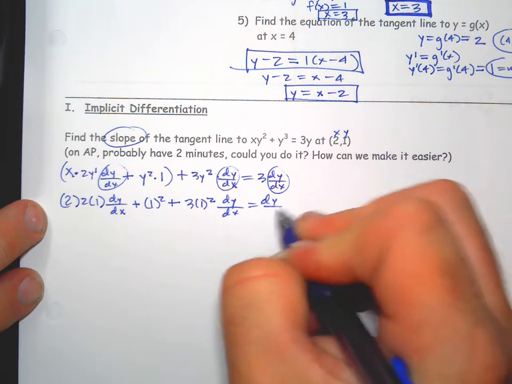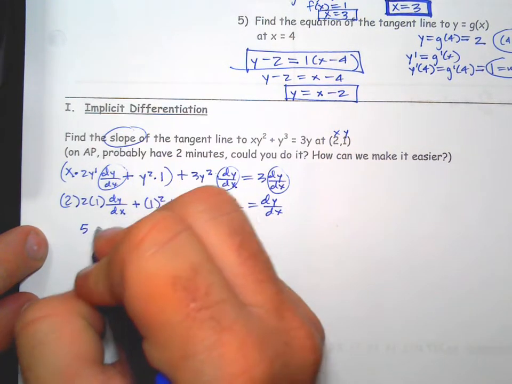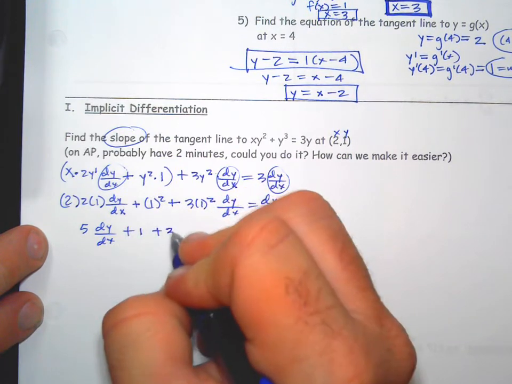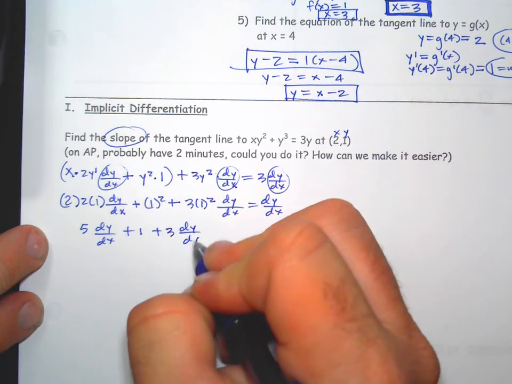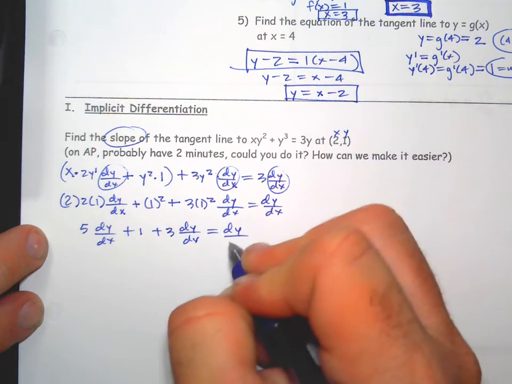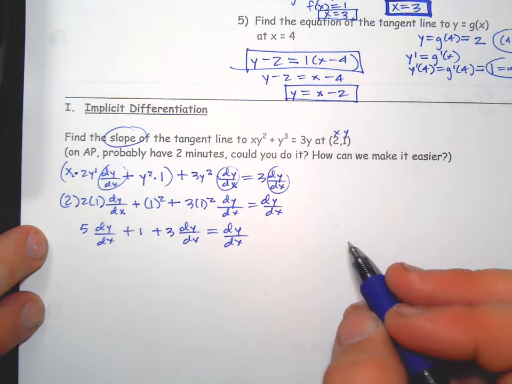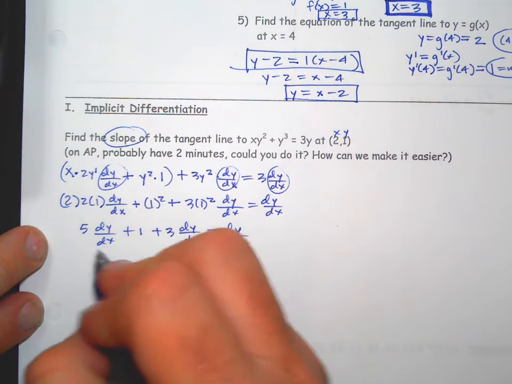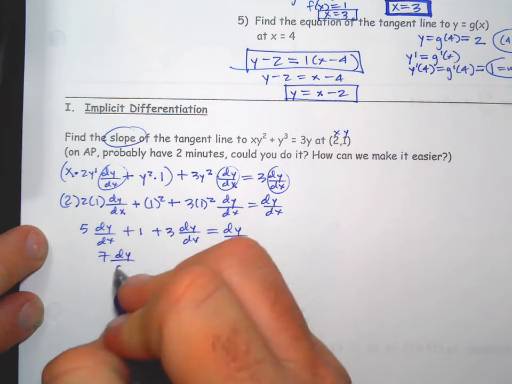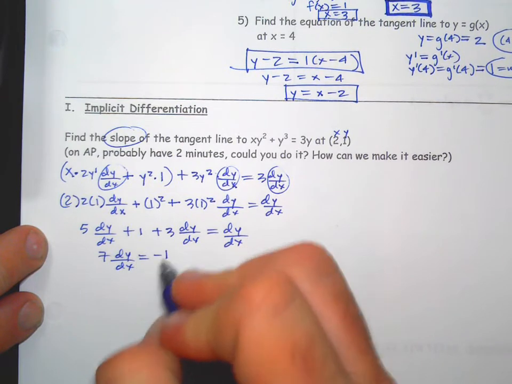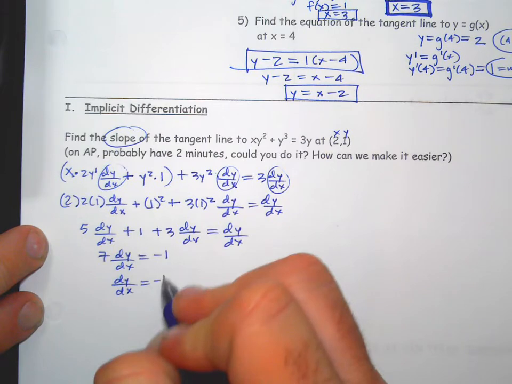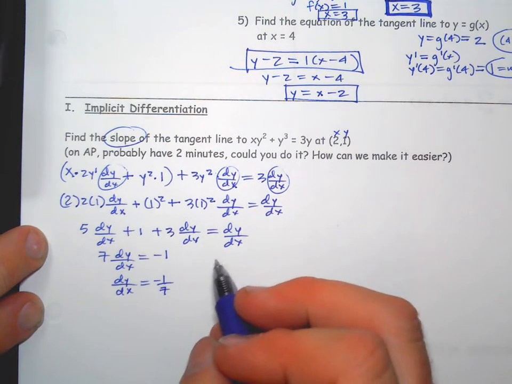And this is going to make it a little easier. So it's going to be 5 dy/dx plus 1 plus 3 dy/dx equals dy/dx. And then we get all the dy/dx's together. So there's 8 minus 1 is 7 dy/dx's, and we move the 1 to the other side, and then we just divide by 7. So we get negative 1/7 for the slope.